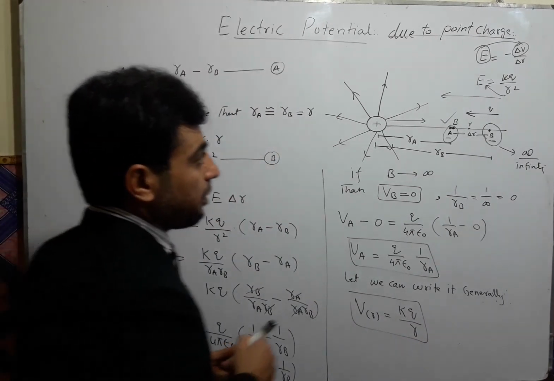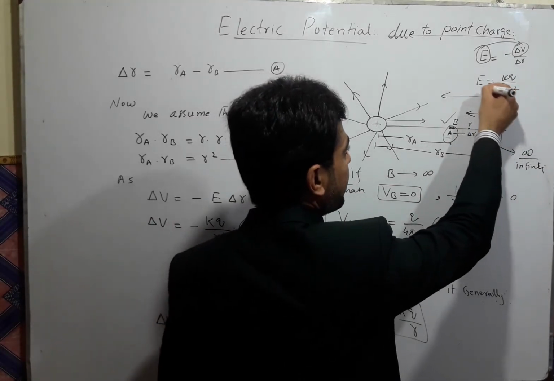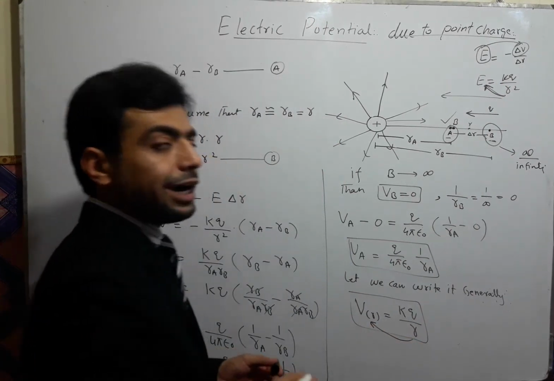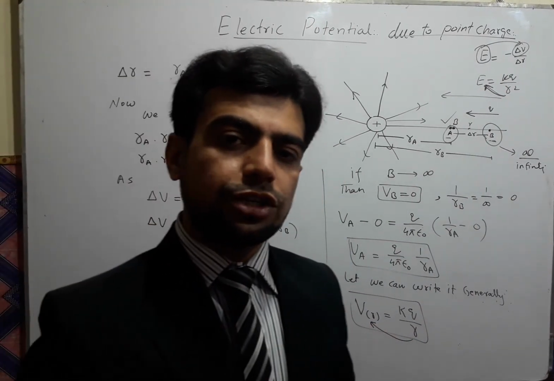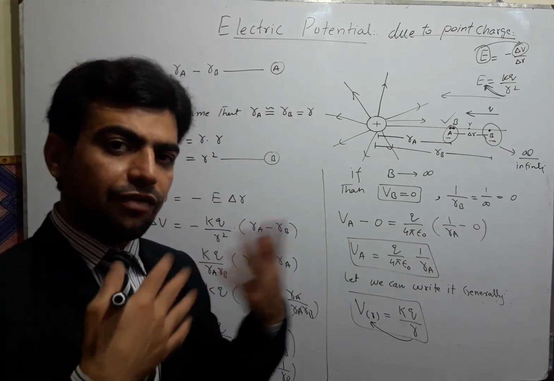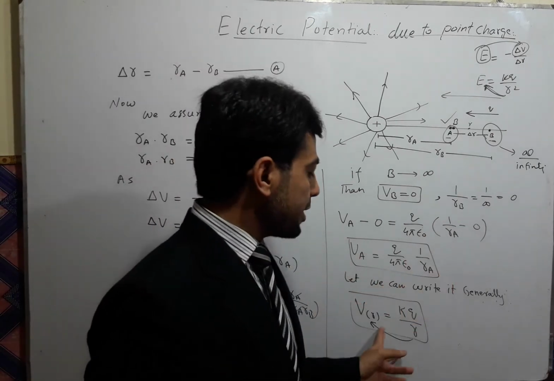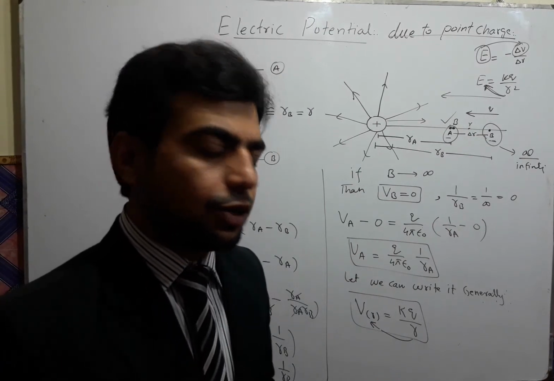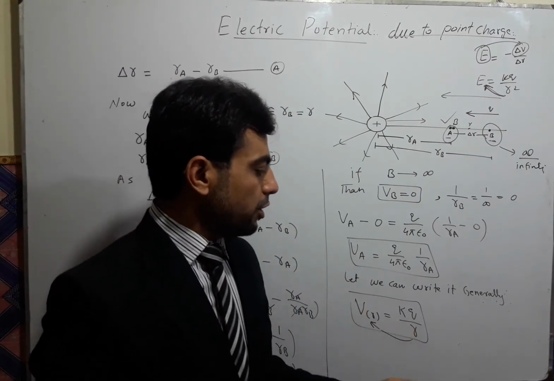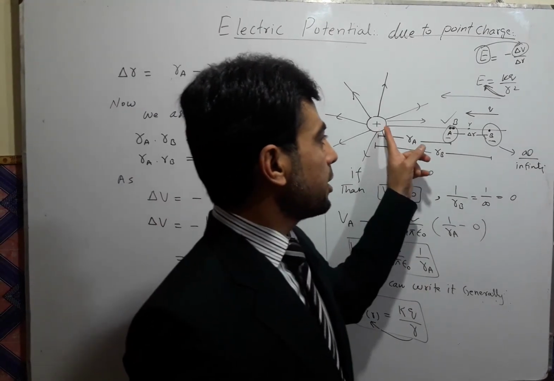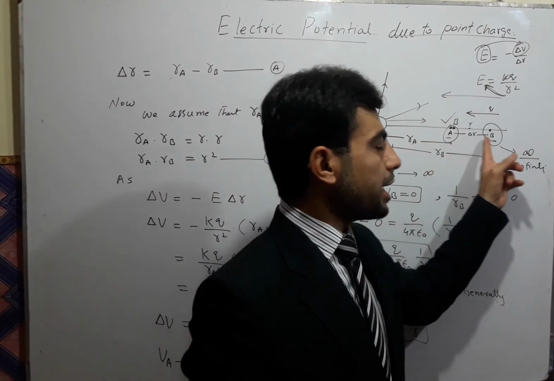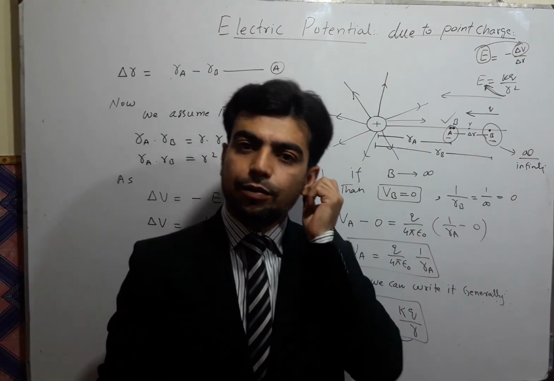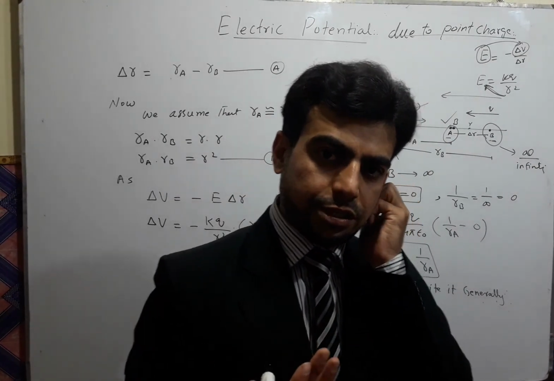If we look here, the electric field intensity and electric potential are both inversely proportional to the distance from the charge. If we move away from the charge, then the electric potential and electric field intensity must always decrease, because they are inversely proportional to the distance from the charge. The values continuously decrease.